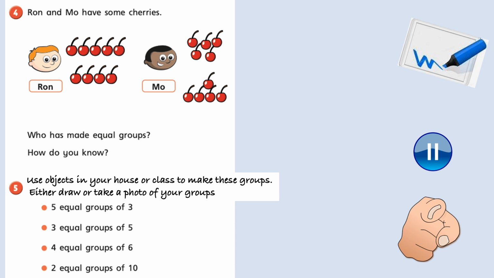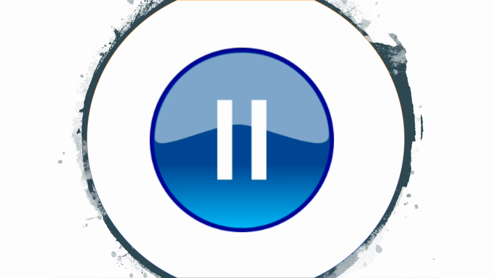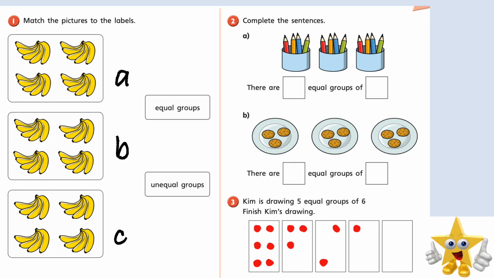The last one, question number 5, as you make your equal groups, could you take some photos and perhaps send them to me? Don't forget to put your name on the message when you send it. It'd be great to see some photos of you, and I'll be able to include them in tomorrow's lesson. Pause the video here. Remember, you're meant to do those questions before you go any further. Rewind the video and do your questions.